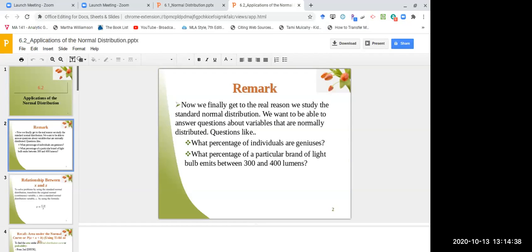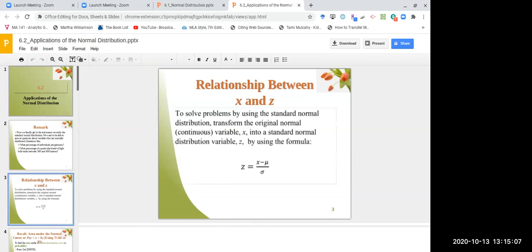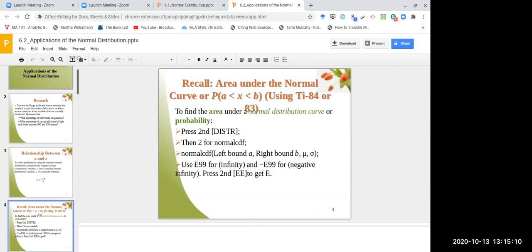This is going to tell us about real world situations. We're going to use all of the mechanics that we learned in section 6.1 to answer real world questions, like what percentage of individuals are geniuses, or what percentage of a particular brand of light bulbs emits between 300 and 400 lumens, which both of those questions are going to come up as examples in your textbook and in your lectures. So she gives you a little recap here.